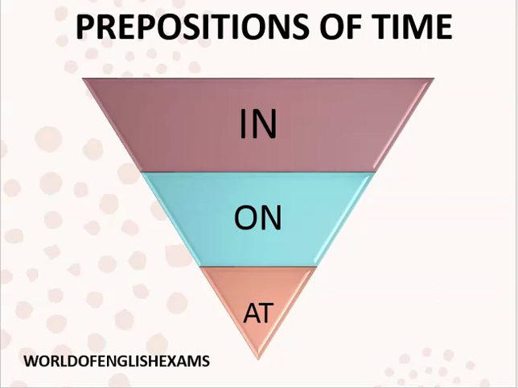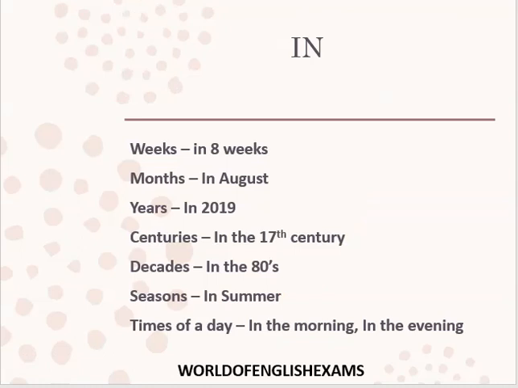So now let's look at some examples of when to use in, when to use on, and when at should be used. This will prove to be particularly useful while describing a trend in the IELTS test as well as for speaking. Okay, so basically in is used to talk about weeks. So my exam is in 8 weeks, for example. Then also for months. My IELTS result would be declared in August. Then for years, in 2019. So the festival is supposed to take place in 2019, like that.